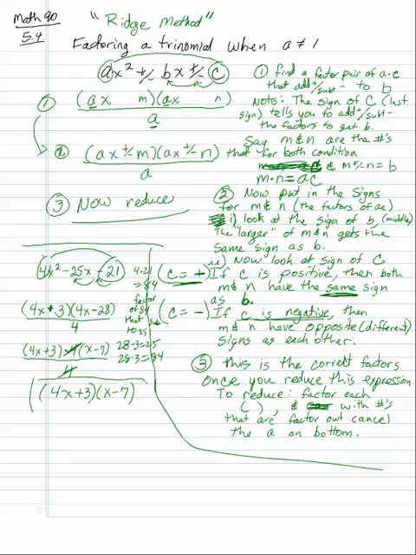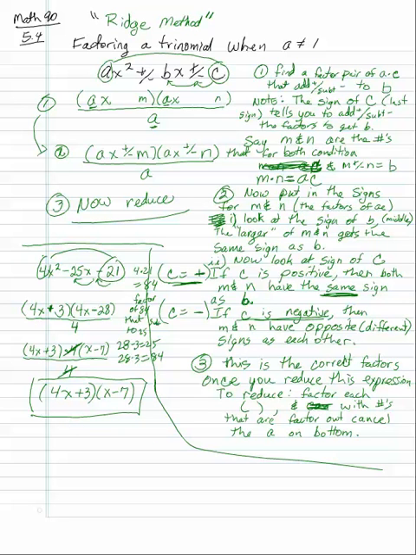And I'm done. So I like this method a lot better than the guess and check method, the reverse FOIL, whatever you want to call it. The book shows you an AC method. It's kind of similar to this, but then you use factor by grouping. But this is the way I do it. It's called the ridge method after me. So I encourage you to try this.